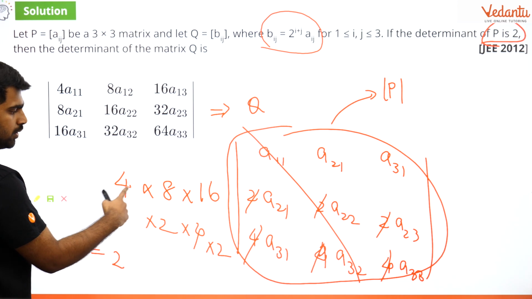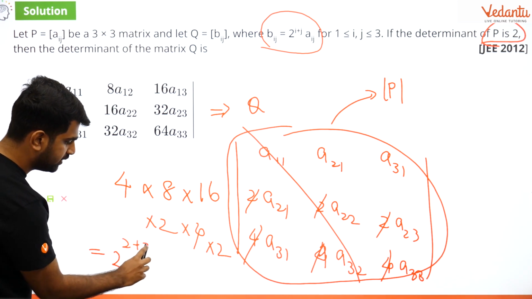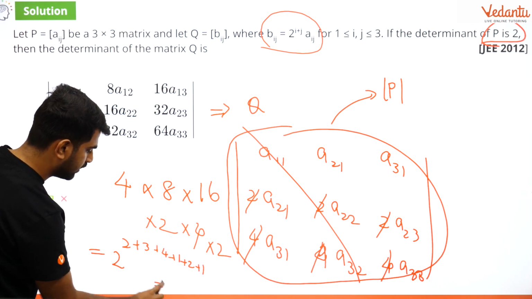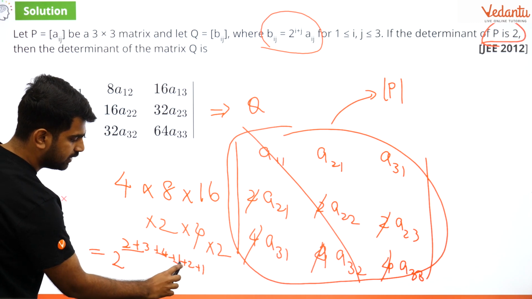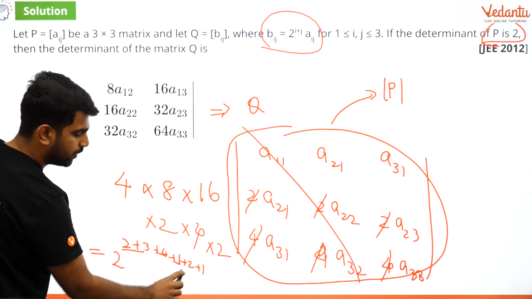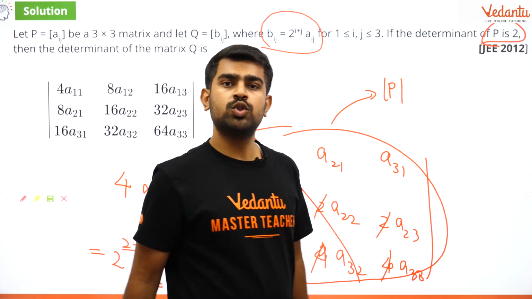So what is the answer? 2 power 2 plus 2 power 3. The powers, I'll add them up: 2 plus 3 plus 4 plus 1 plus 2 plus 1. So what is that going to be? 5 plus 4, 9, plus 1, 10. 10 plus 2, 12. 12 plus 1, 13. So the answer for this question is going to be 2 to the power 13.